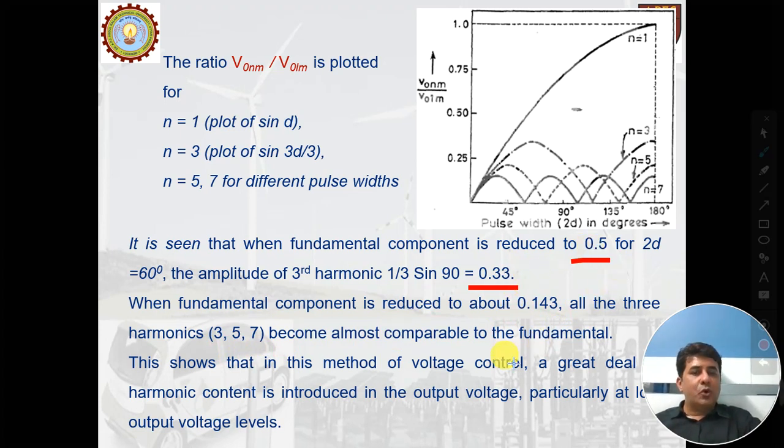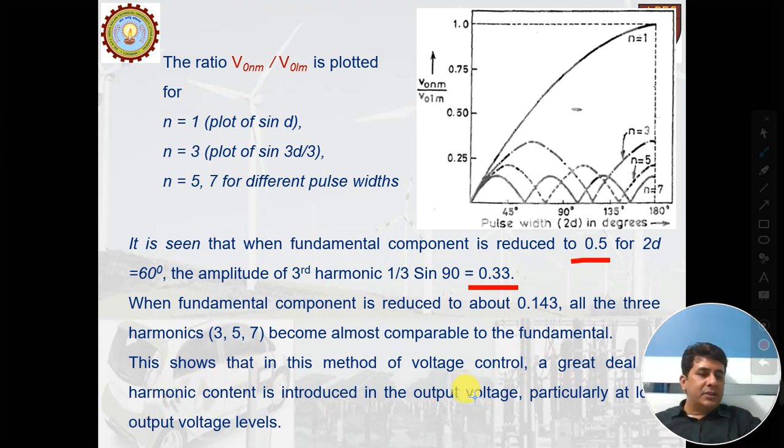But if you go on reducing the voltage, you will find that the harmonic voltages and the fundamental voltage are more or less the same. Like for this case, the harmonic voltage should be around 0.11 or 0.12 or something. So there won't be much difference between the fundamental component and the harmonic components. That means if you reduce the voltage by this method, it introduces a great deal of harmonics.